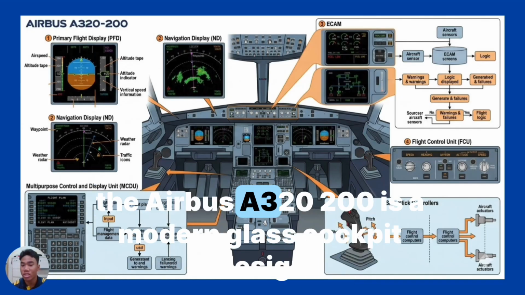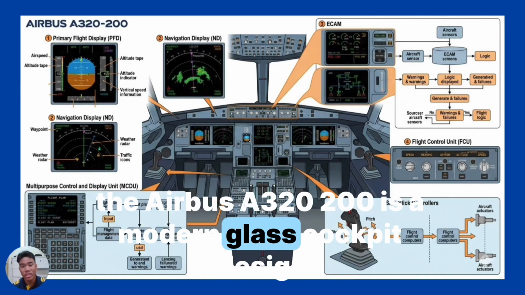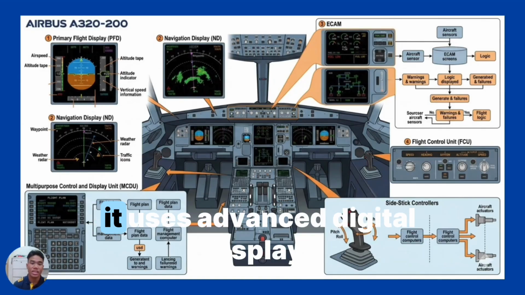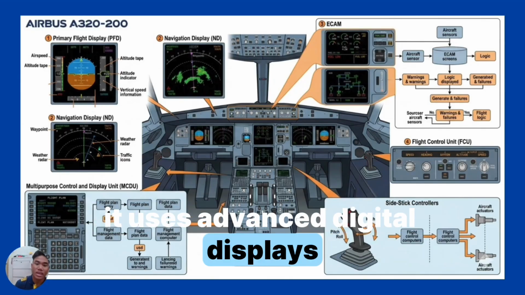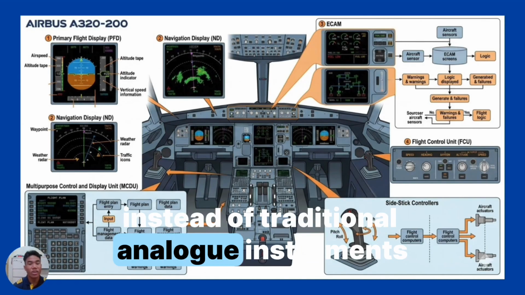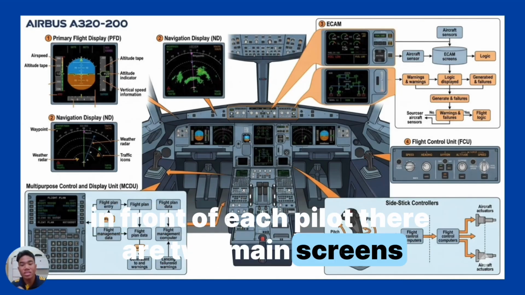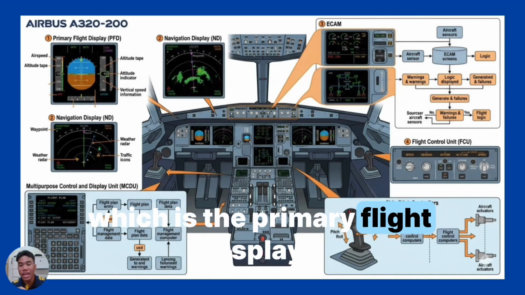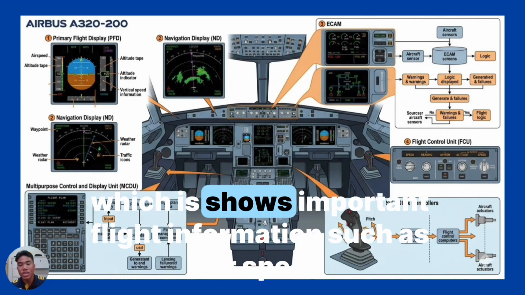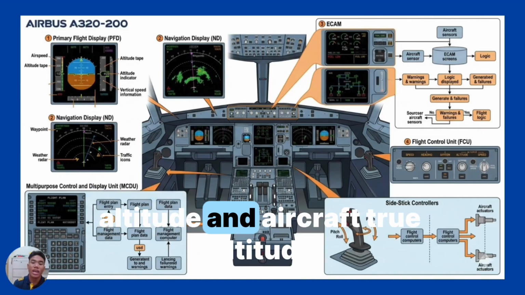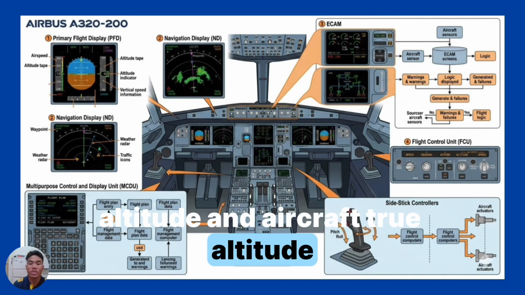Now I will explain about the flight deck of the Airbus A320-200. The Airbus A320-200 has a modern glass cockpit designed to improve efficiency and safety. It uses advanced digital displays instead of traditional analog instruments. In front of each pilot, there are 2 main screens, which are the primary flight displays, which show important flight information such as airspeed, altitude, and aircraft attitude.